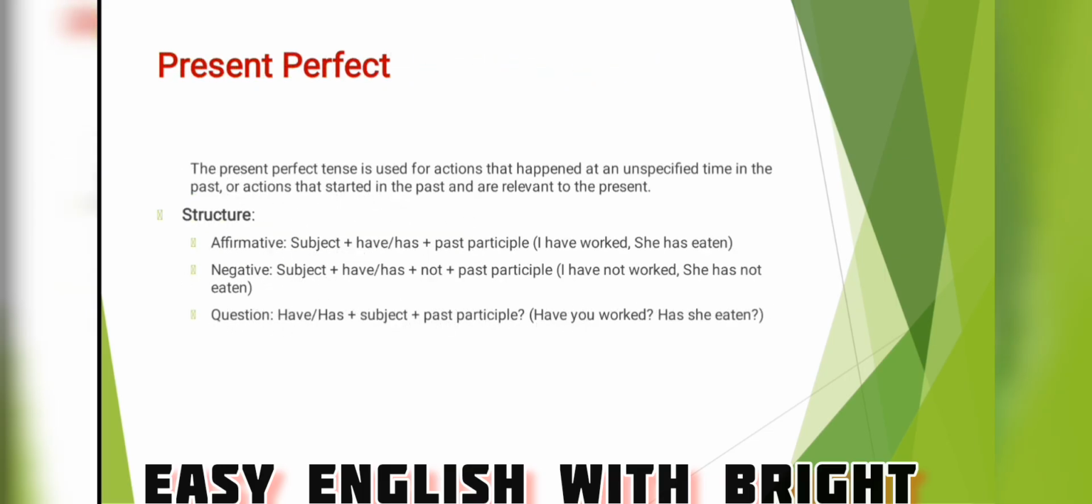Present perfect. The present perfect tense is used for actions that happened at an unspecified time in the past or actions that started in the past and are relevant to the present. Structure. Affirmative: subject plus have or has plus past participle. I have worked. She has eaten.